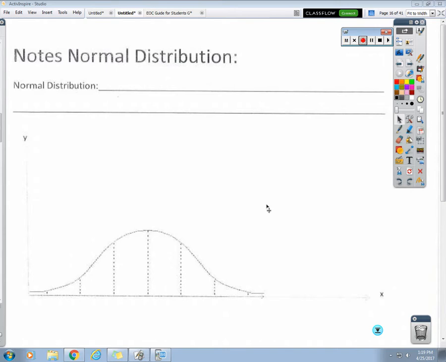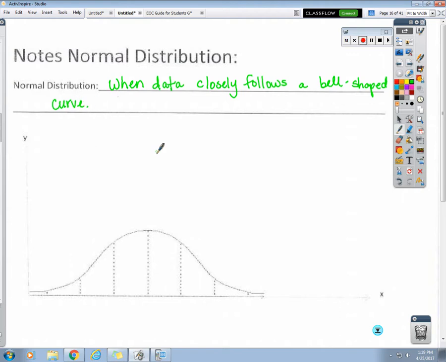About the normal distribution curve. Normal distribution is when data closely follows a bell-shaped curve. So you'll see below the picture, this is a normal distribution curve. And see how it's kind of bell-shaped, like the Liberty Bell?